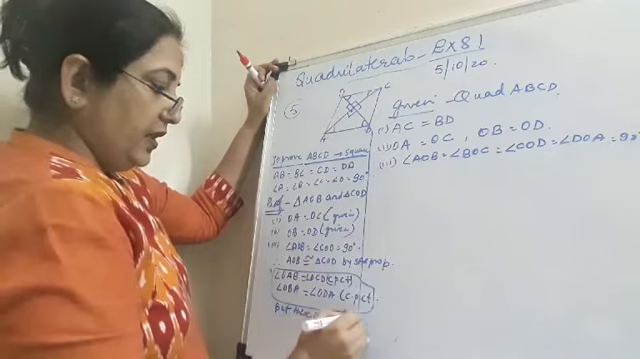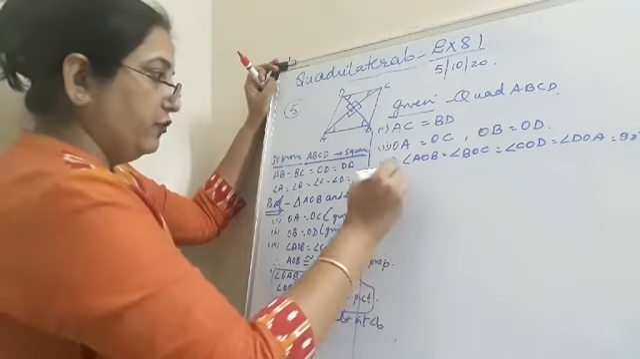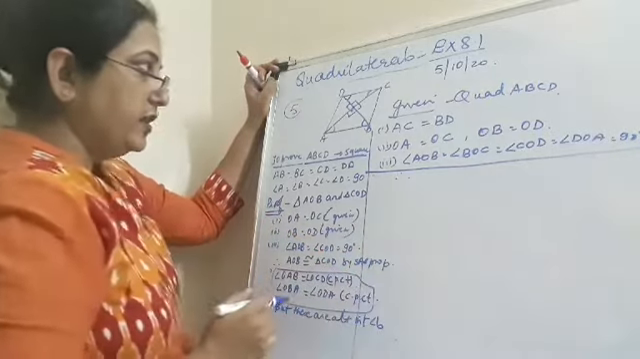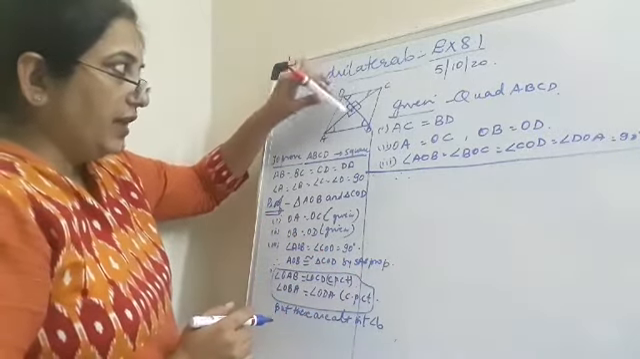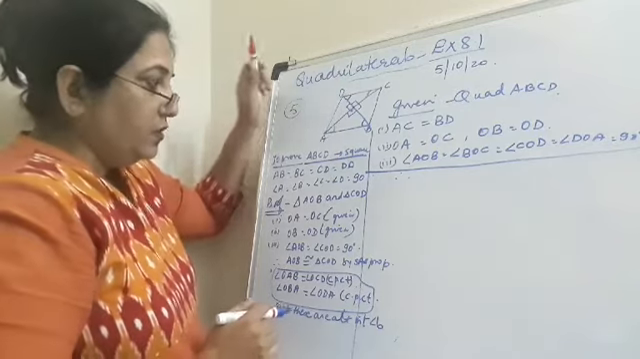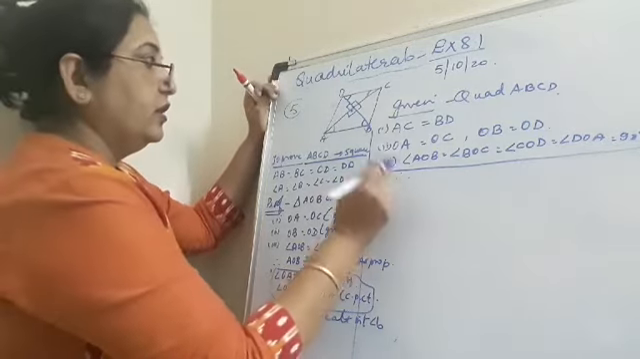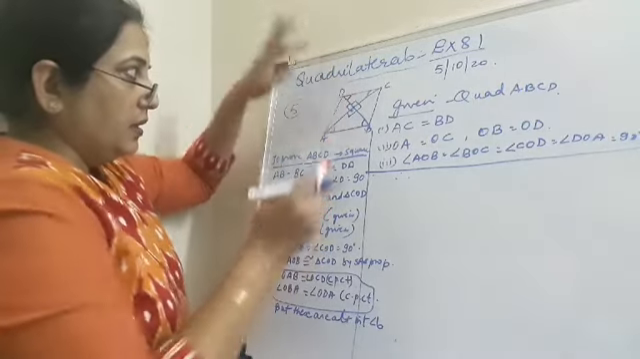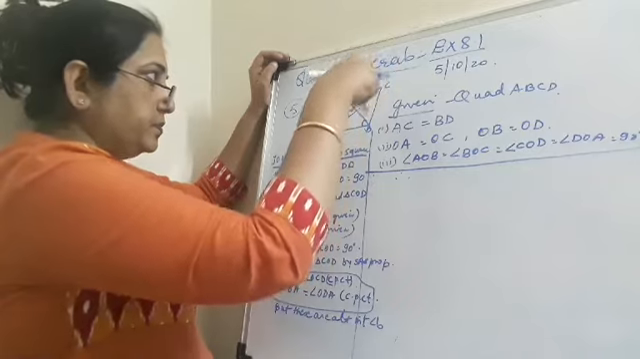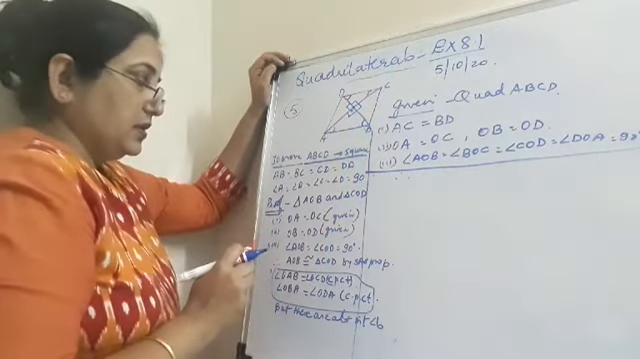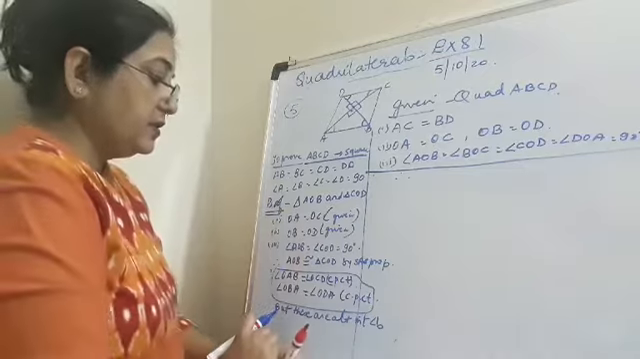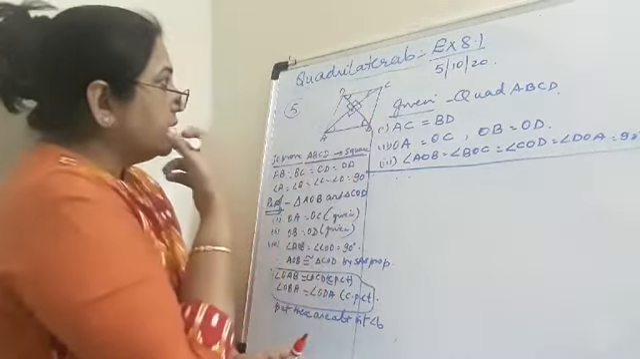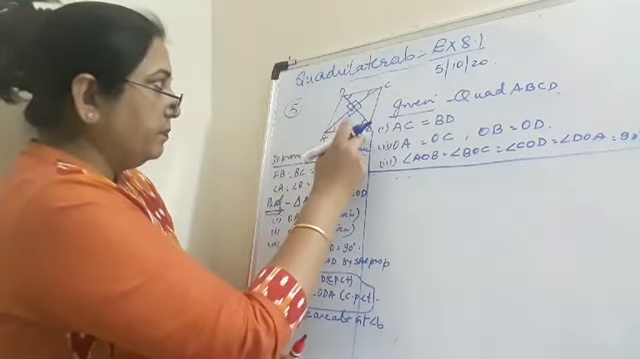Okay, alternate interior angles. Therefore, when the alternate interior angles are equal, children, we can write that this pair of lines are parallel to each other. So therefore now I can write, if I see that CD and AB are intersected by this transversal, right?